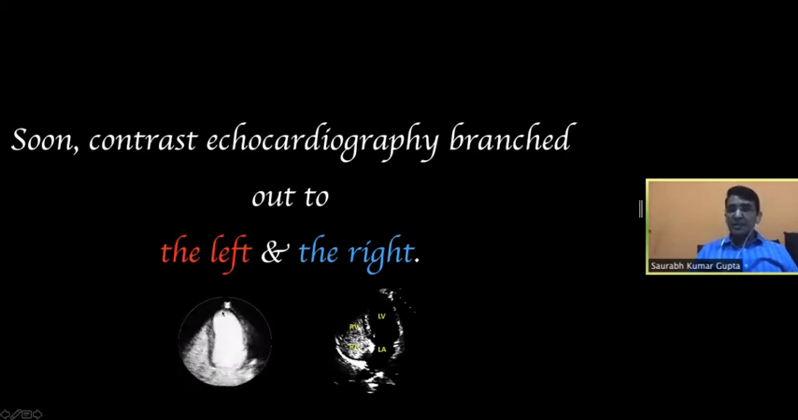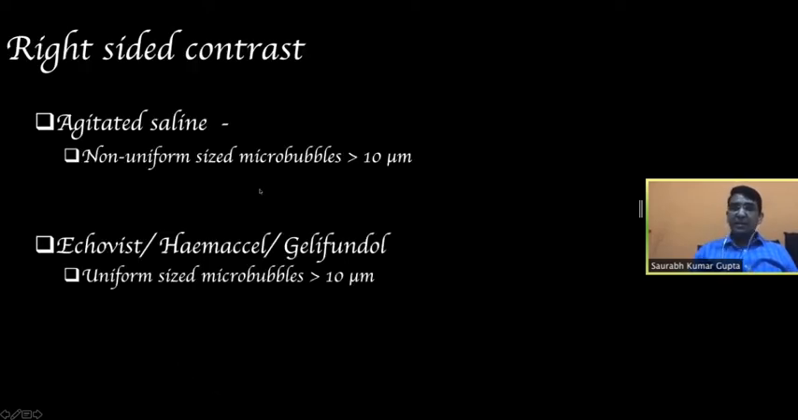Soon, contrast echocardiography branched out to the left and the right. Let's leave the left and pick the right, so we pick the right today for our discussion. These are the right-sided contrast agents, agitated saline. It creates non-uniform size microbubbles, which are more than 10 micrometers. There are also some commercially available agents which produce microbubbles of bigger size, but they are more predictable and uniform in size.